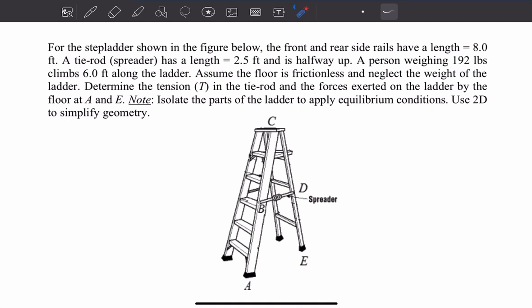Determine the tension force T in the tie rod and the forces exerted on the ladder by the floor at points A and E. Note, to make the question a bit easier, isolate the parts of the ladder to apply equilibrium conditions and use 2 dimensions to simplify the geometry of the question.